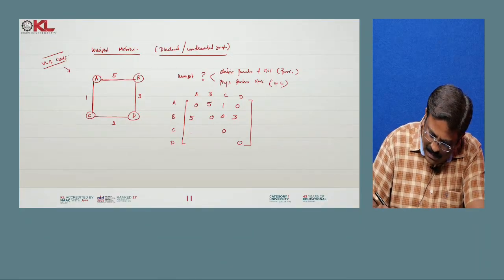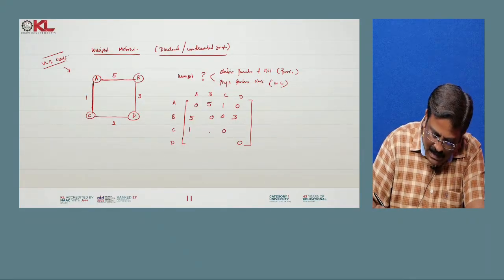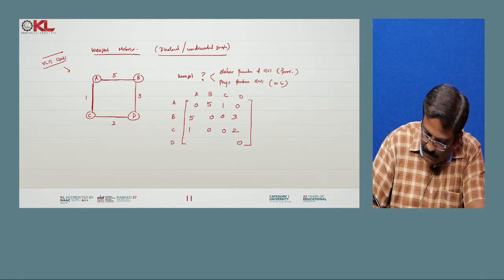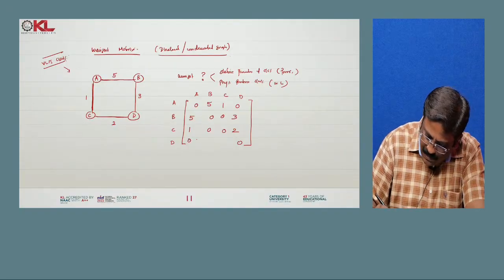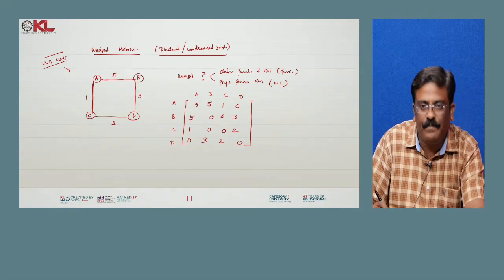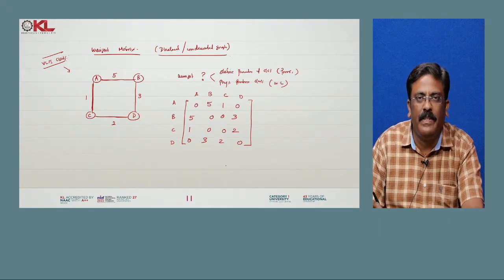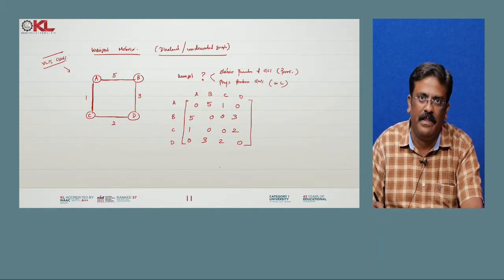Then what about C to A? C to A is 1 because that edge exists, C to B is not available, and C to D is available, that is 2, the weight of the edge. D to A is 0, D to B is 3 because that edge is available, and D to C we write 2. So instead of the connection matrix 1, we are writing the weight matrix, replacing the 1 with the weight of the edge which is present.